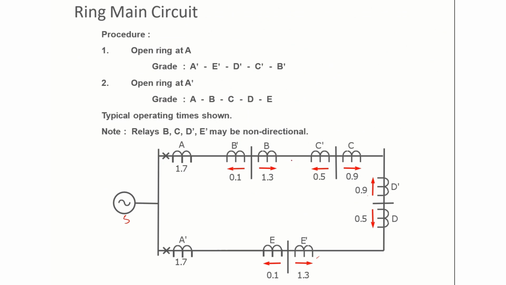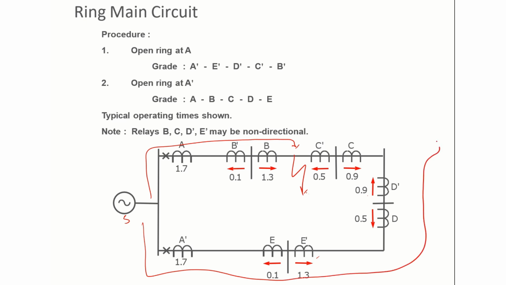So now consider a fault is here. For this particular fault, what should be my current direction? So this source, it will be like this, and at the same time, the fault will also flow like this. Now for this relay, it is a non-directional relay, so this relay will pick up. For this relay, the assumed current direction is from right to left, but the current is flowing in this direction, so this will not pick up. Again, for this relay, the current is flowing like this, and this is the assumed current direction, so this will pick up.